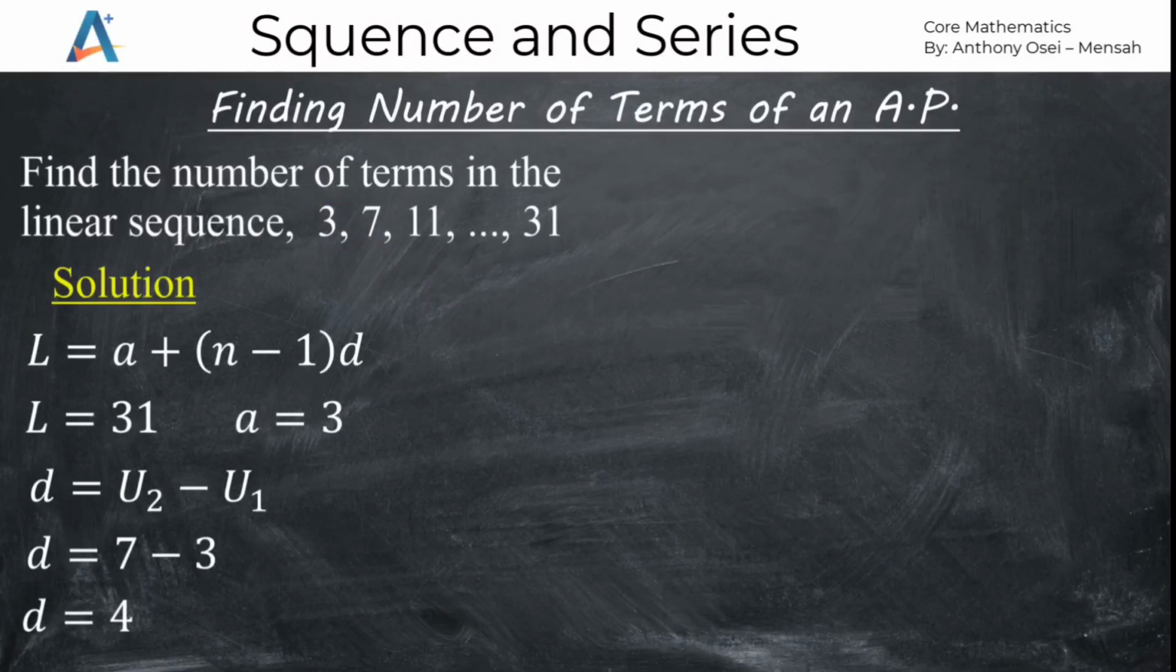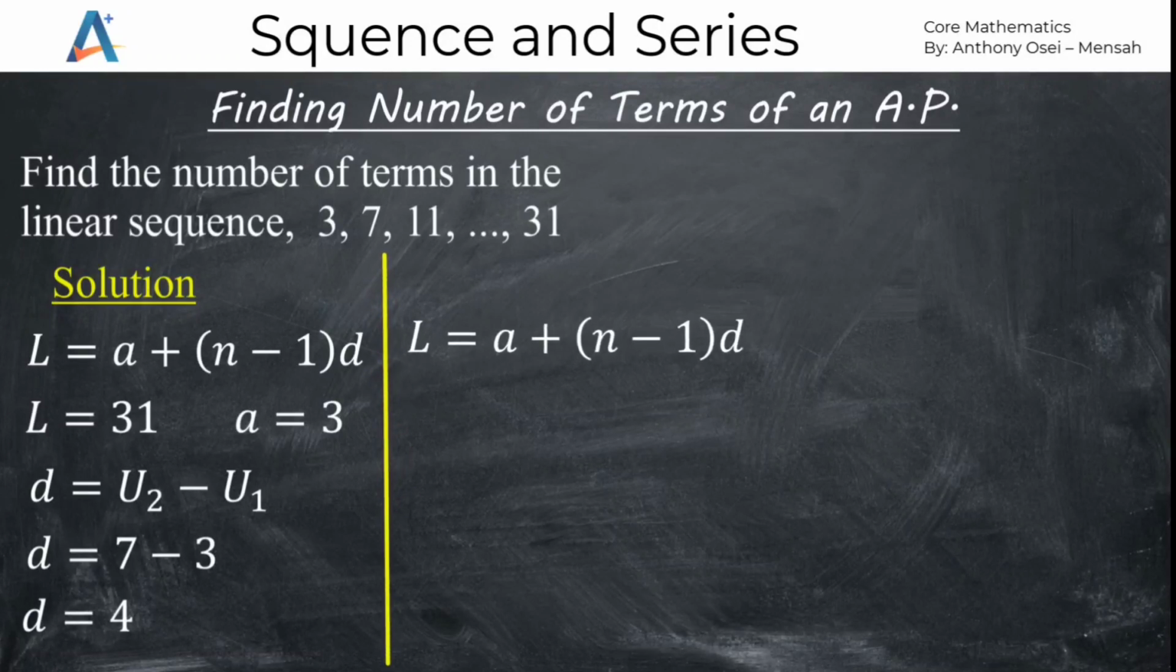Now with the help of that, let's fit it into the last term formula. Last term is a plus n minus 1 times d. So with the last term, l is 31. The last term is 31. The first term is 3. Then n minus 1, and then the common difference d is 4. We are making n the subject, so we don't replace it with anything. We leave the variable n.